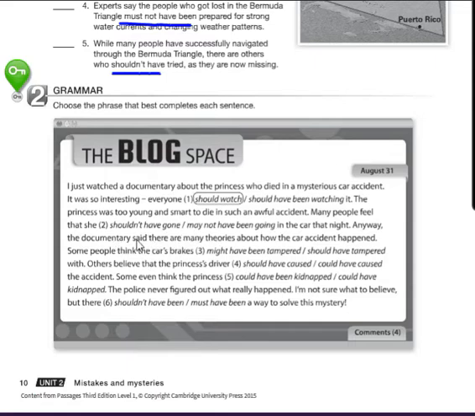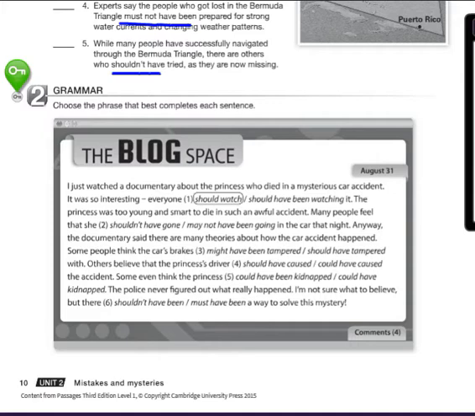Then the next one, anyway, the documentary said that there were many theories about how the car accident happened. Some people think the car's brakes. So there's like an assumption, okay? They might have been tampered with, not should have tampered. Others believe the princess's driver could have caused the accident. So we are speculating. That's why we use the past modal. And finally, we have could have been kidnapped. And the last one, about the police never figured out.